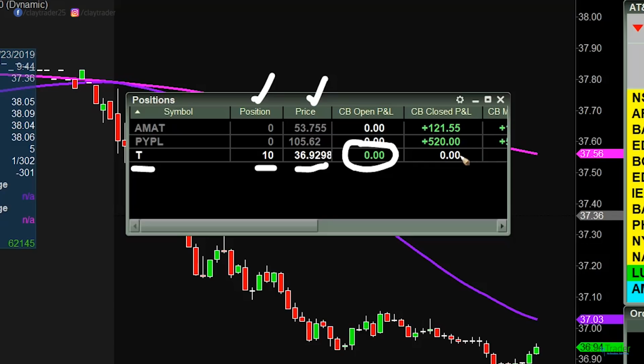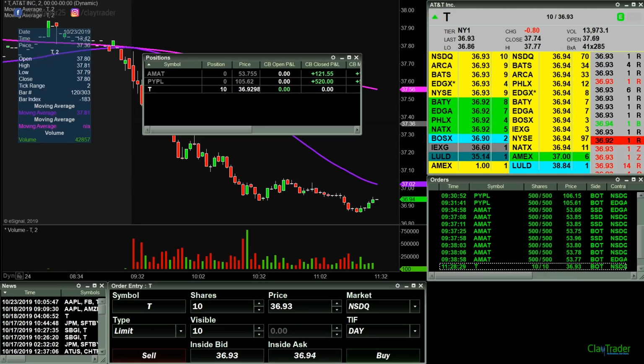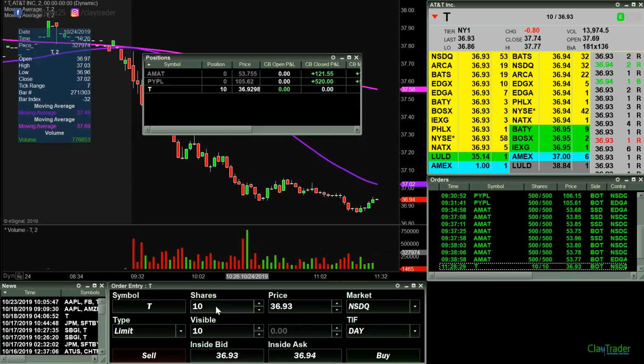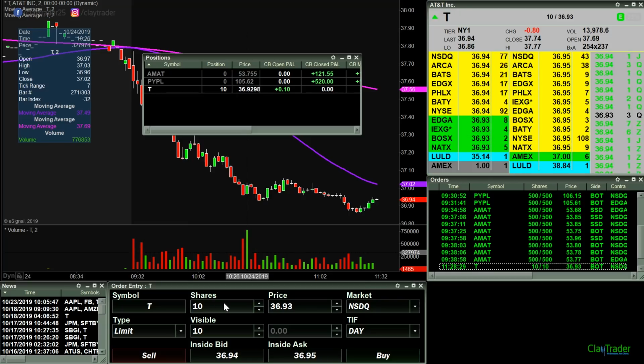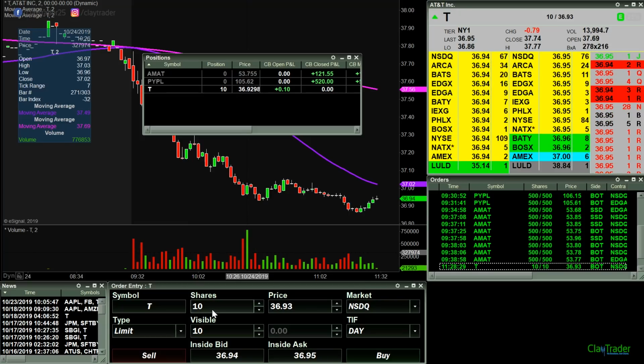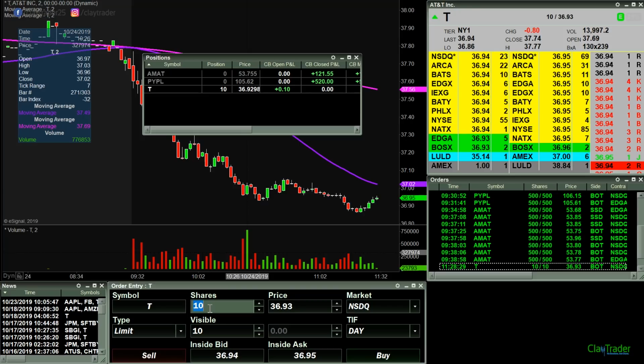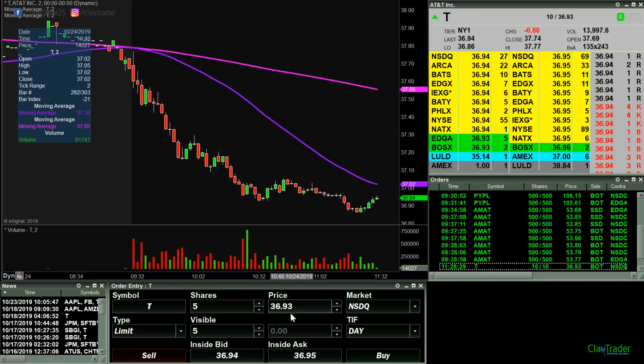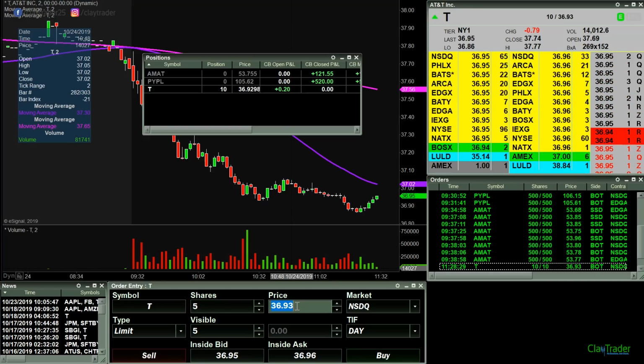Now closed means nothing has happened, meaning I have not sold anything. So to show what I mean by closed, let's just say, you know what? I'm nervous. I think the price might go down. So I just want to get out of some shares. But not every share, so let me just do 5 shares. And let me just sell at $36.94, let's just say. So now watch what happens to this 10 right there.